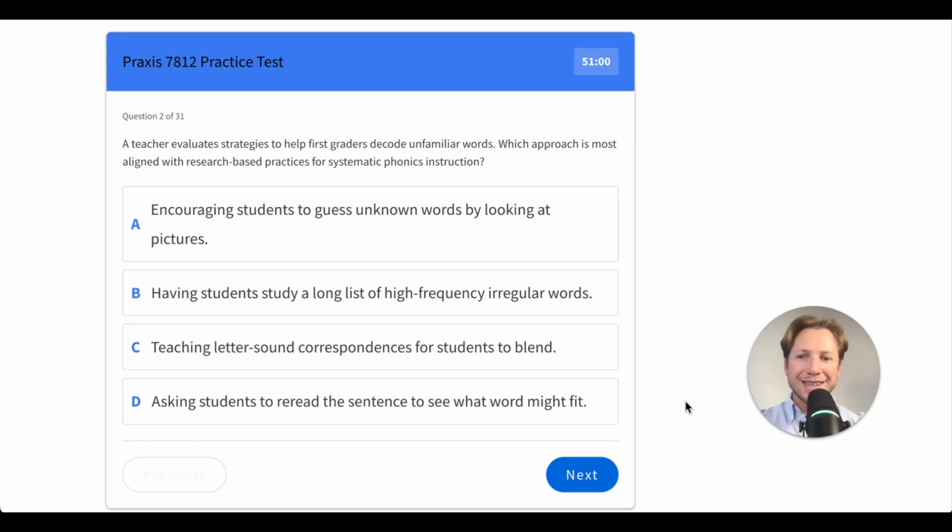This one reads, a teacher evaluates strategies to help first graders decode unfamiliar words. Which approach is most aligned with research-based practices for systematic phonics instruction? Okay, the key here being systematic phonics instruction. Again, a really important strategy, but even philosophy, the pedagogy that your test administrators will want you to adopt for test day. So go ahead, read the answer options, and then we'll talk about it.